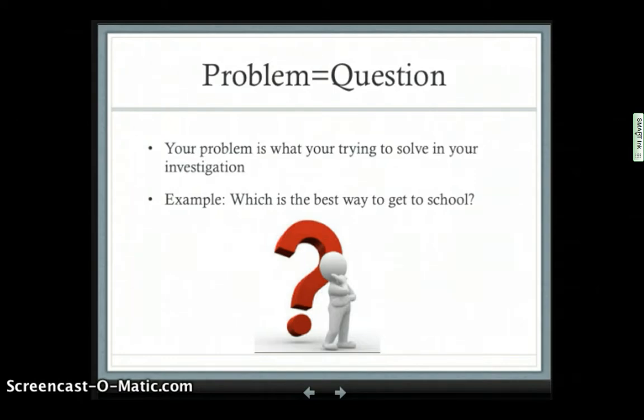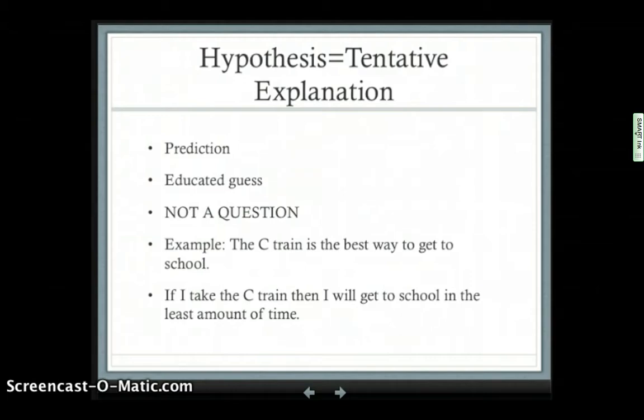Problems are always written in the form of a question. Your hypothesis, however, is not a question. Hypothesis is a tentative or potential or possible explanation. Hypothesis can also be described as a prediction, an educated guess. If on the Regents exam you give a hypothesis in the form of a question, you will not receive credit because a hypothesis is not a question. It instead is trying to answer the question.